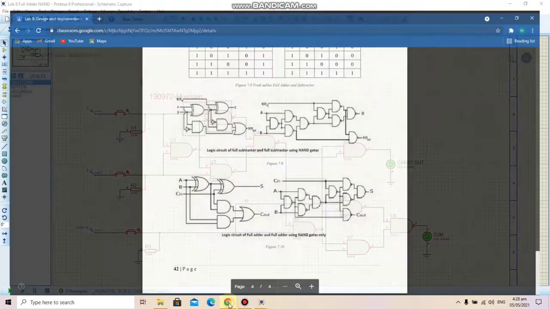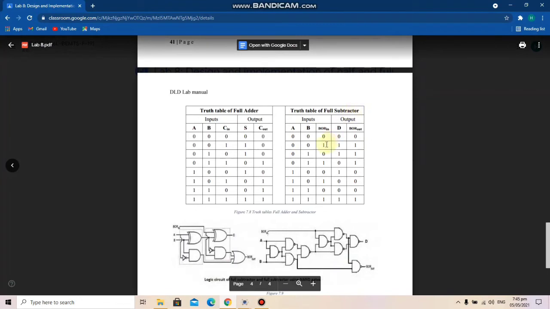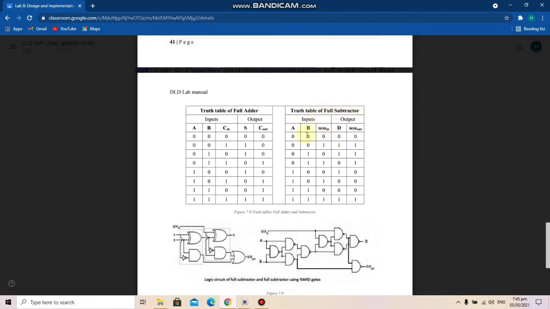So now let's move towards the full subtractor. Okay, so now looking at the truth table of the full subtractor, we have three inputs, A, B, and borrow in, which is basically the borrow out of any previous stage, and two outputs, difference and borrow out.